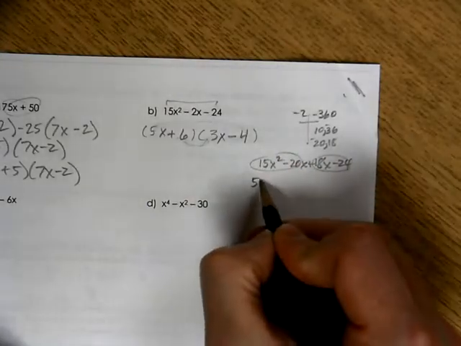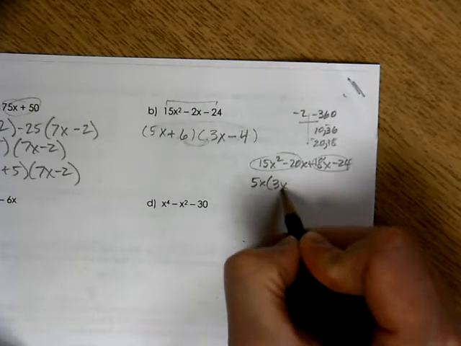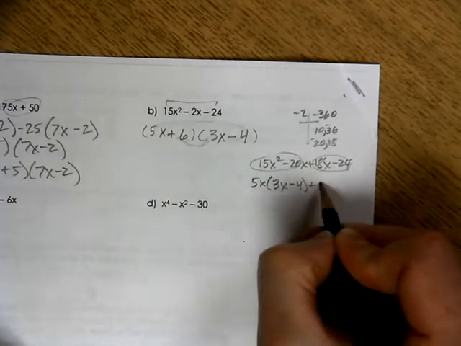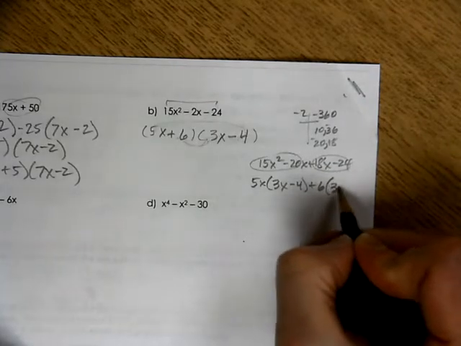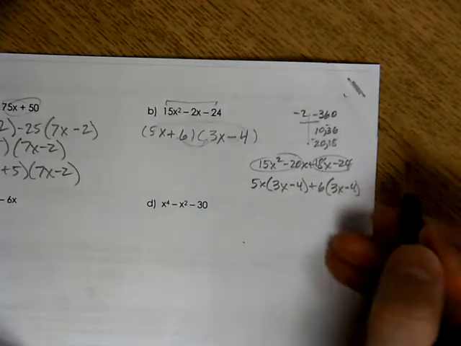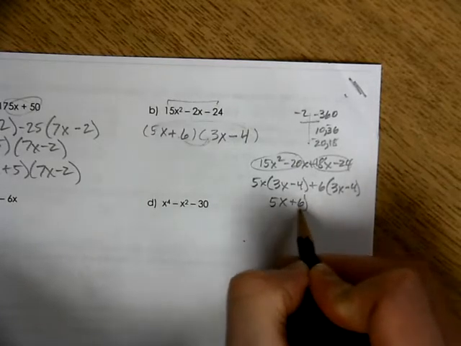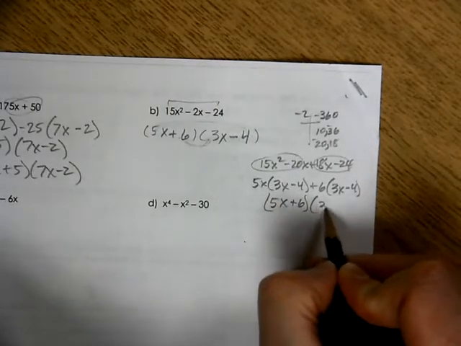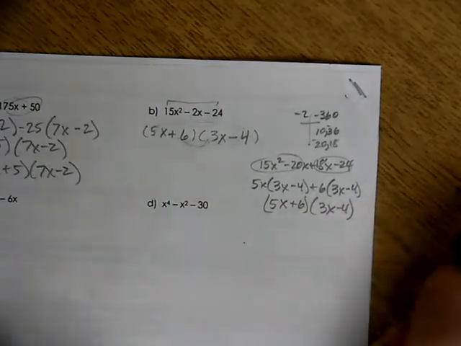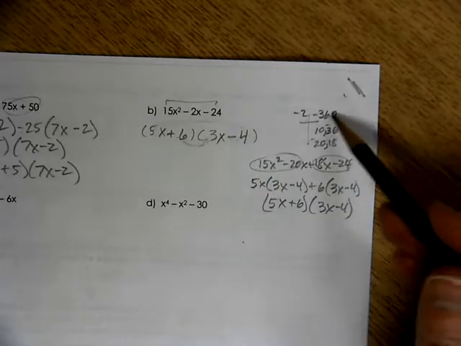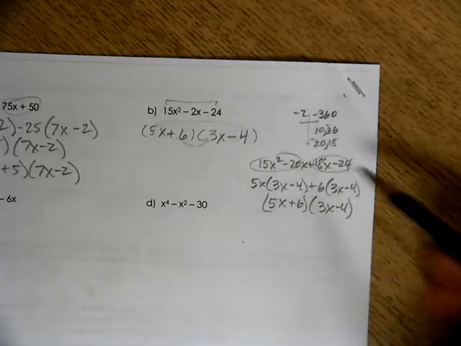So you can factor out a 5x. That leaves us 3x minus 4. Bring down your sign. Factor out a 6. That leaves us 3x minus 4. And we finish this off with 5x plus 6 and 3x minus 4, which is the same thing we got with guess and check. So if guess and check works for you, dynamite. If not, you need to use factor by grouping.